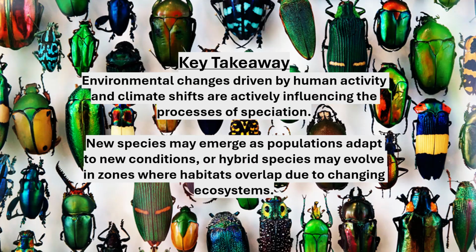So the takeaway from this discussion is that the environmental changes driven by human activity and climate shift are actively influencing the process of speciation. New species may emerge as populations adapt to new conditions, or as hybrid species may evolve in the zones where habitats overlap due to the changing ecosystems.